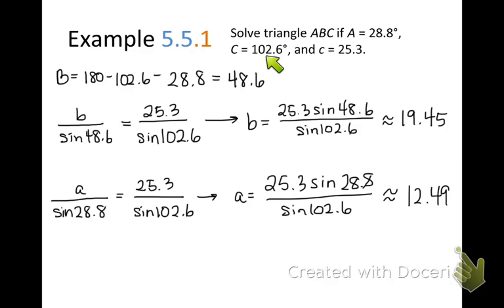So C should have the biggest side. Does it? Yep, there's C. It's bigger than either of these. Okay, what's your middle angle? B. Does B have the middle value? Yeah. So that's something you can do to check if it seems reasonable to you.